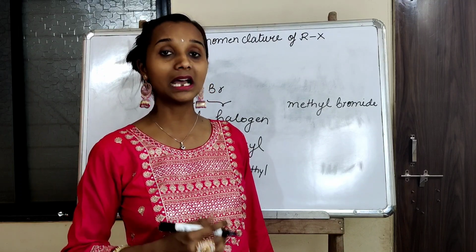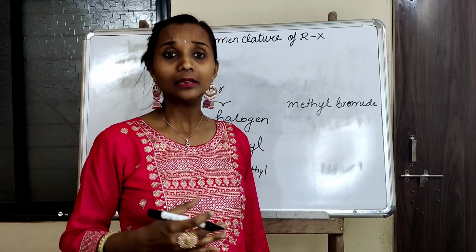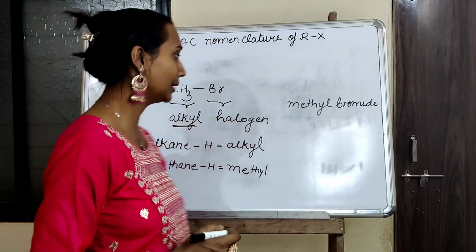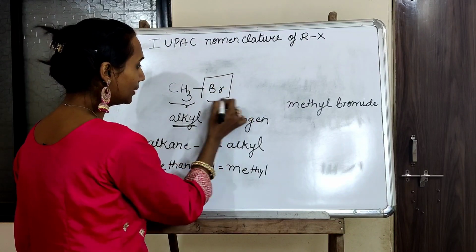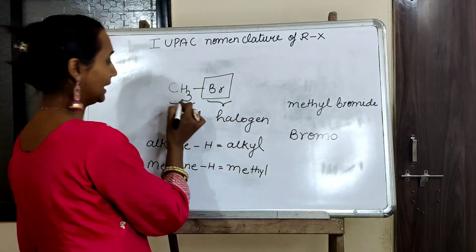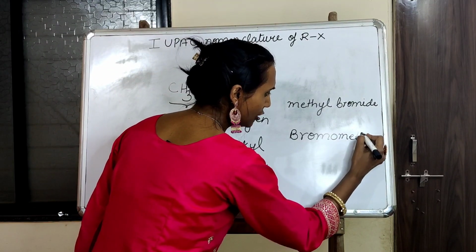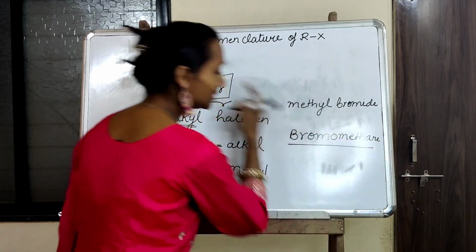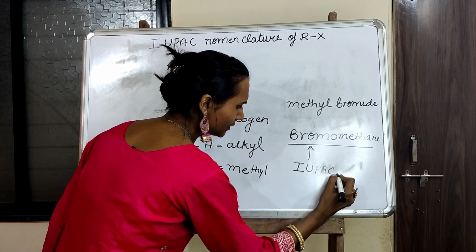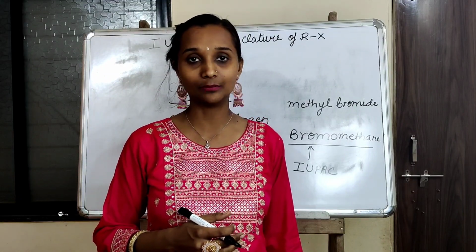Let us move towards the IUPAC nomenclature. Whenever I am writing the IUPAC name of any compound, the first thing to which I have to give priority is the functional group. Can you see the functional group in this example is bromo. So I will write bromo, and how many carbons are these? One carbon. So the IUPAC name of this compound will be bromomethane. So this was the first example which was written in your textbook. Let us move towards the second example.